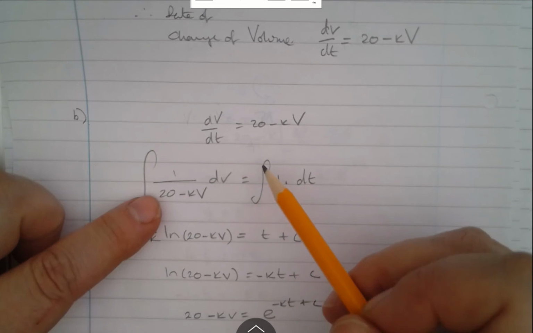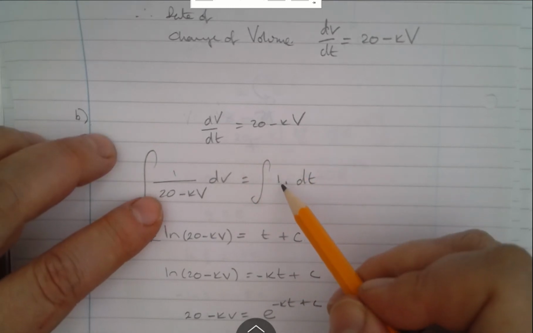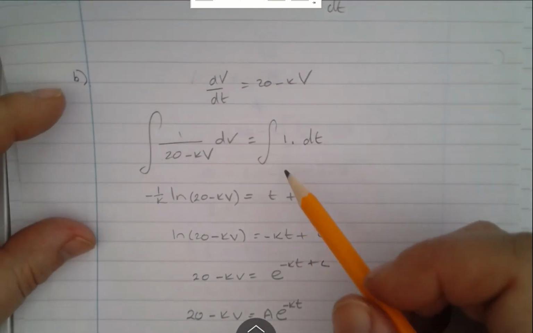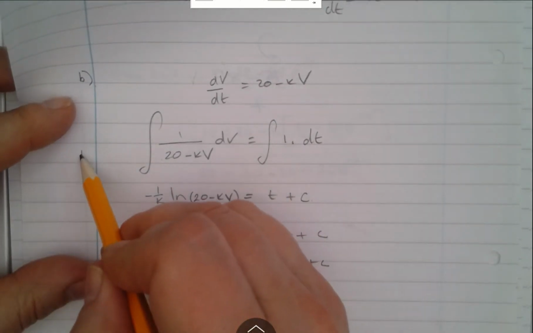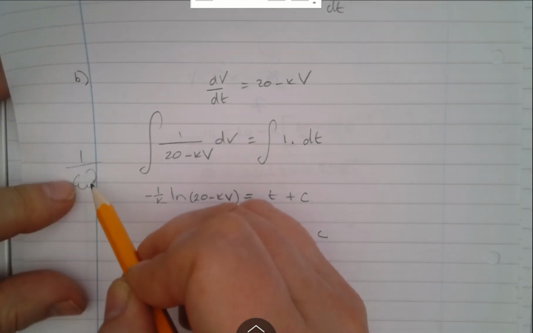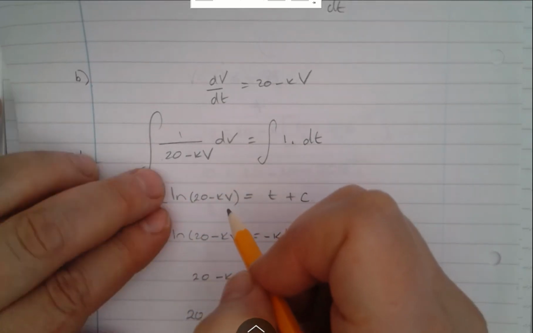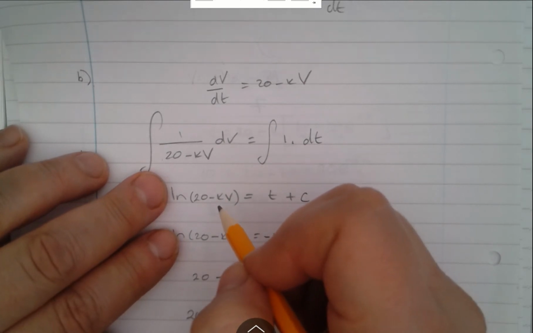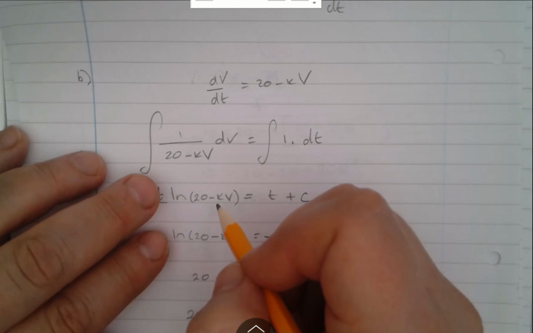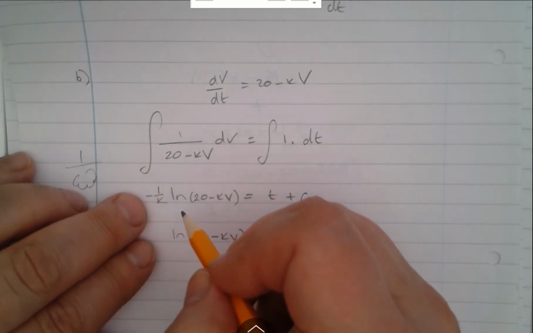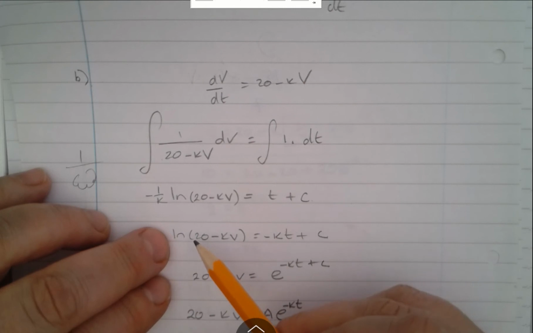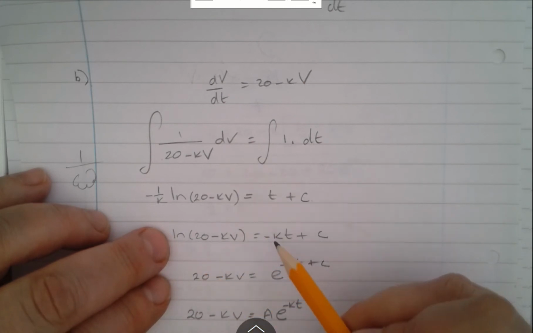And so there's no t's at all, so I introduce the 1. And so on the right I obviously get t plus c. On the left, we've got 1 over something, and this thing's linear, so you get the ln thing. But if I differentiate ln, I get 1 over that, but I'll have to catch the minus k that drops out from the chain rule. And so that's why I've introduced this fraction here. And then I've multiplied everything by minus k. And so this gets rid of it over here, and here I get minus kt.